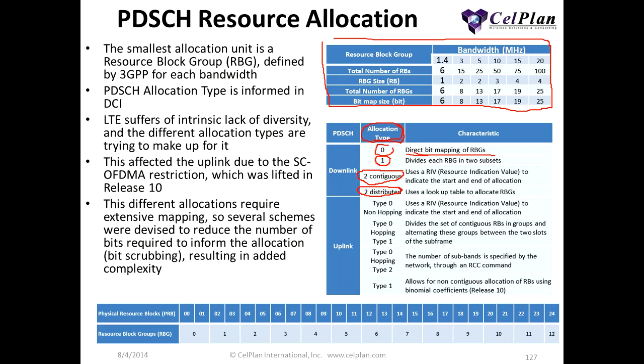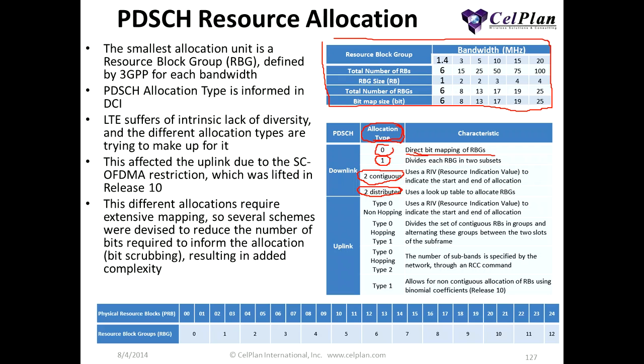I said it starts in RBG 12, it finishes in RBG 20, but to declare start and stop, I will lose some bits. So they combine start and stop into one single number called resource indication value. So they can save 1 bit there. In distributed, now it's the contiguous that was not giving enough. It was saving bits in comparison to the bitmap, but it was not giving any diversity. So they created allocation type 2, distributed.